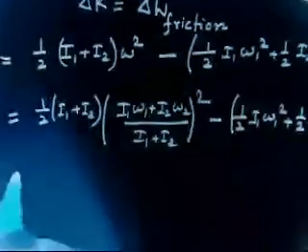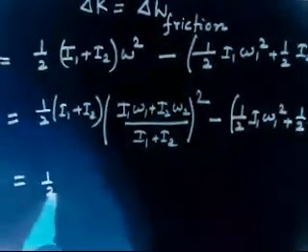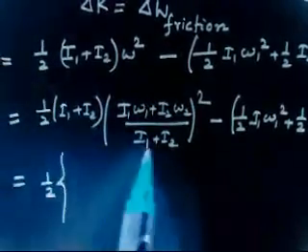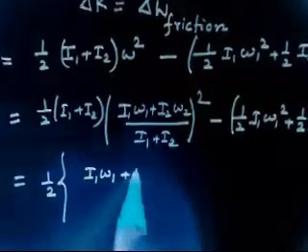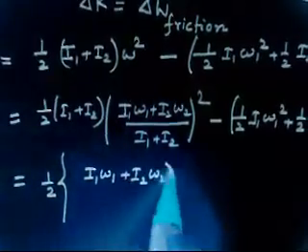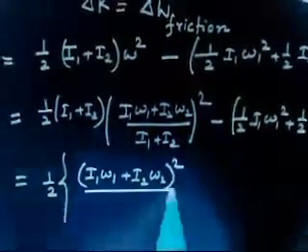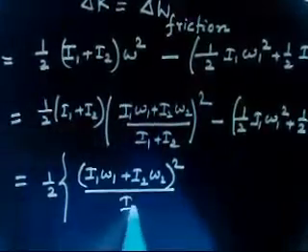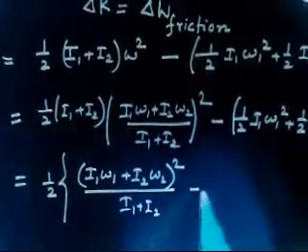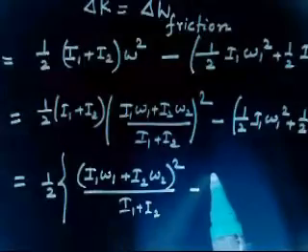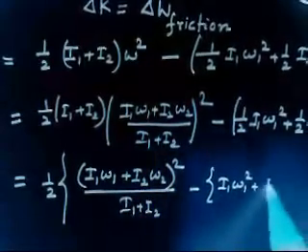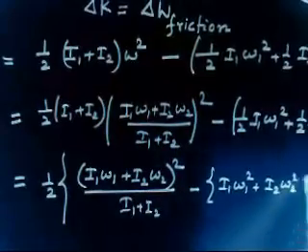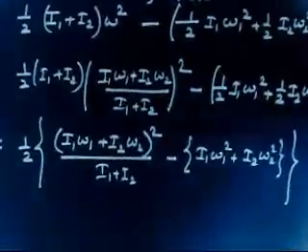So if you do some manipulation here, let us take half common. So we will have I1, I2 goes. So we will have (I1 omega 1 plus I2 omega 2) whole square divided by I1 plus I2, minus this, half I have taken common. So I will have I1 omega 1 whole square plus I2 omega 2 whole square. Are you getting? I think all of you are able to understand.